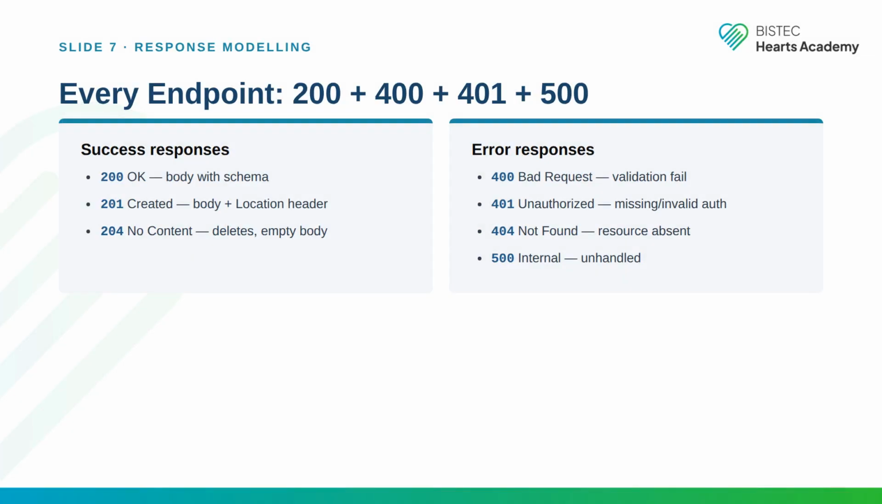Response modeling. Success: 200 OK with body, 201 Created with Location header, 204 No Content for deletes. Errors: 400 Bad Request for validation fails, 401 Unauthorized for missing or invalid auth, 404 Not Found, 500 Internal Server Error for the unhandled. Every endpoint defines at least these 4 response codes. No, we'll add errors later. They are in the spec from day 1.